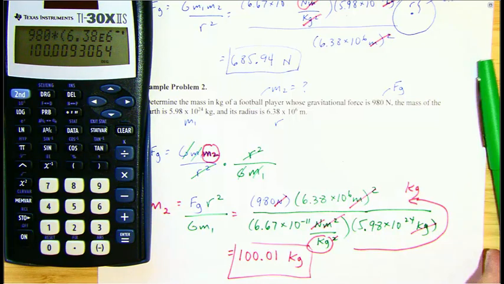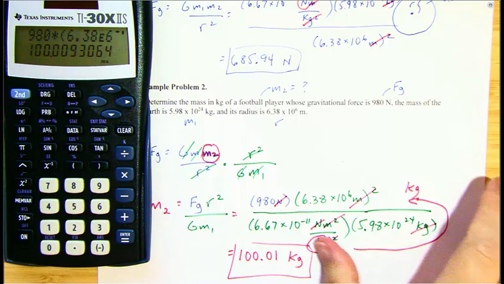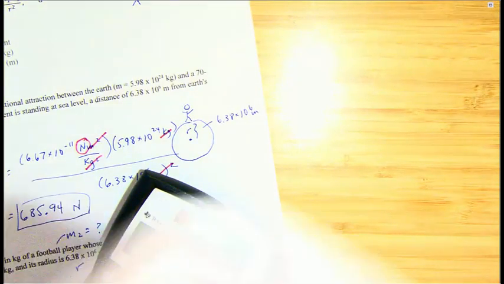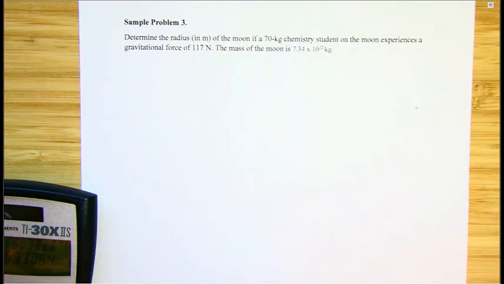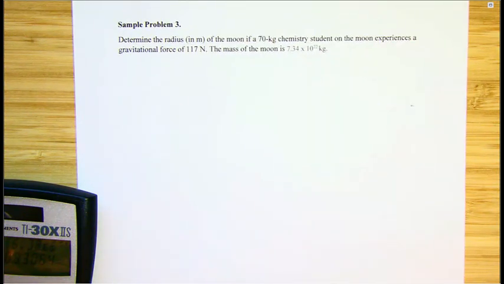And let's do one more problem. This problem we're going to solve for distance. Okay. Determine the radius in meters of the moon if a 70 kilogram chemistry student on the moon experiences a gravitational force of 117 newtons.